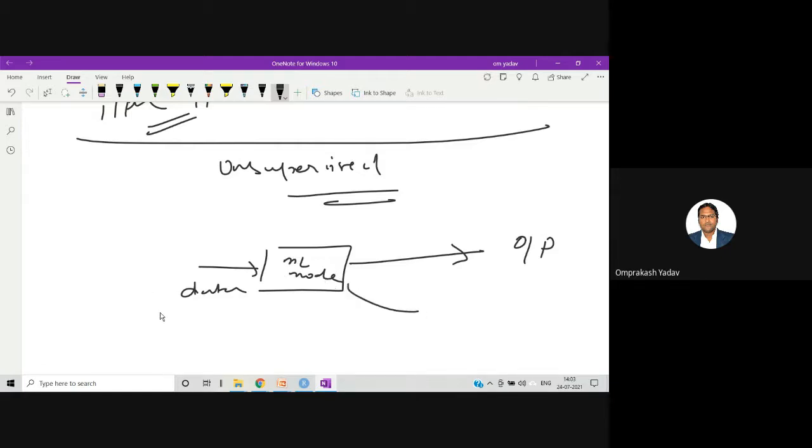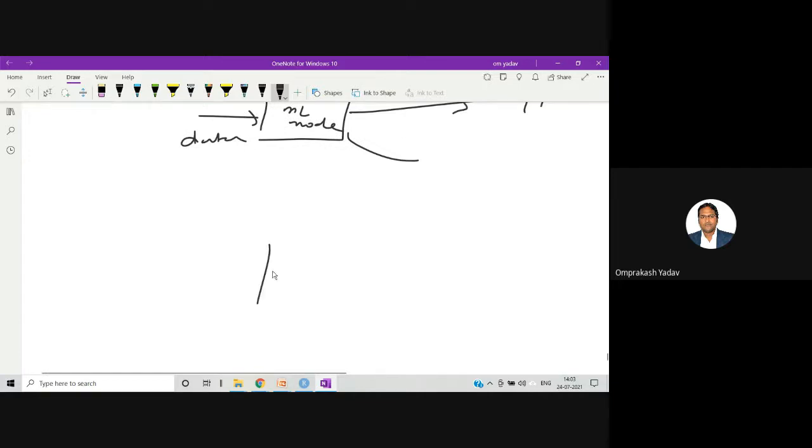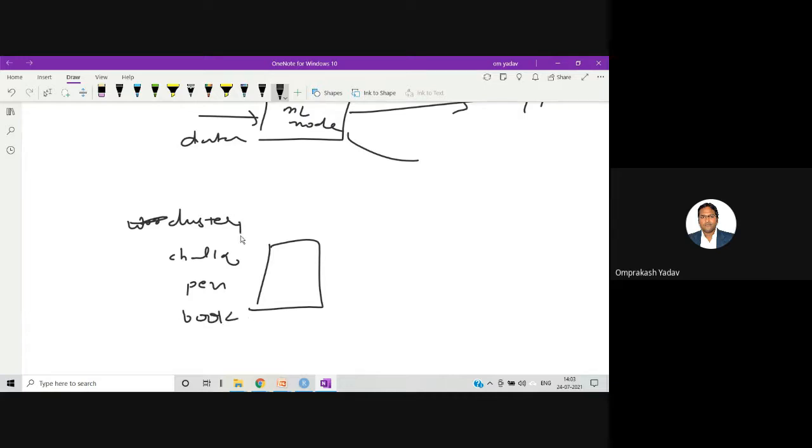For example, suppose the model is there, and I have objects. One is made of wood: a duster, which we normally use for the blackboard. Then we have the chalk, then we have the pen, and we have the book. If I give the duster to this model, then based on certain patterns, if the cluster is not already there, it will try to make a new class. Let's say the new class is given the name duster.